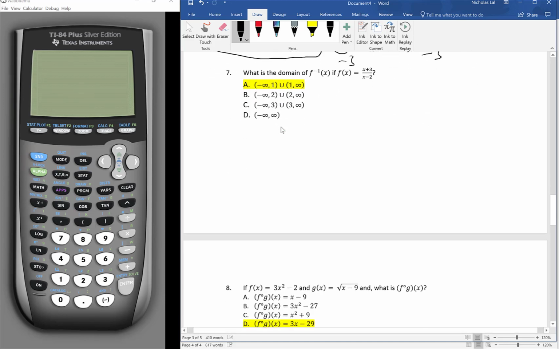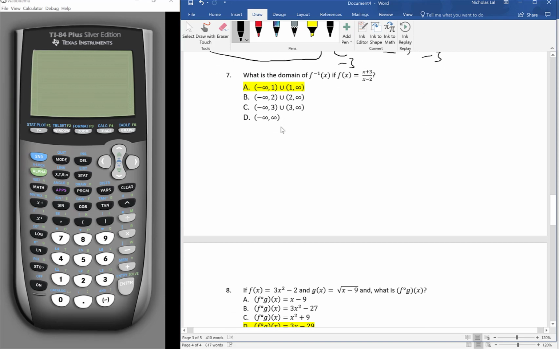What is the domain of the inverse of f of x if f of x is equal to x plus 3 over x minus 2? So first we need to find the inverse. Switch the x and y's. x is equal to y plus 3 over y minus 2. Now we have to multiply each side by the denominator. So multiply the left side by y minus 2, and multiply the right side by y minus 2.